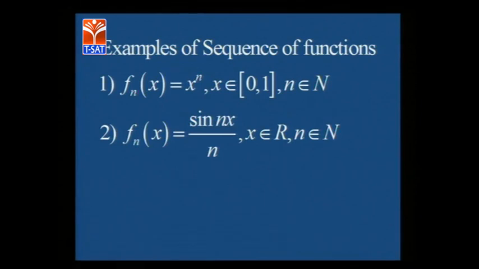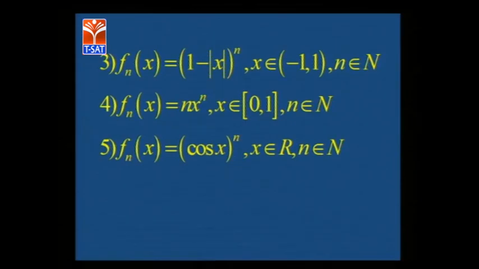Here x belongs to the closed interval 0, 1 as the domain, and n is a natural number. The second example is fn x equal to sin nx by n. You observe that for n is 1, f1 x is sin x by 1, f2 x equal sin 2x by 2, f3 x equal sin 3x by 3, f4 x equal sin 4x by 4. This is a sequence of functions. Similarly, we define fn x equal 1 minus mod x power n, where the domain x is the open interval minus 1, 1.